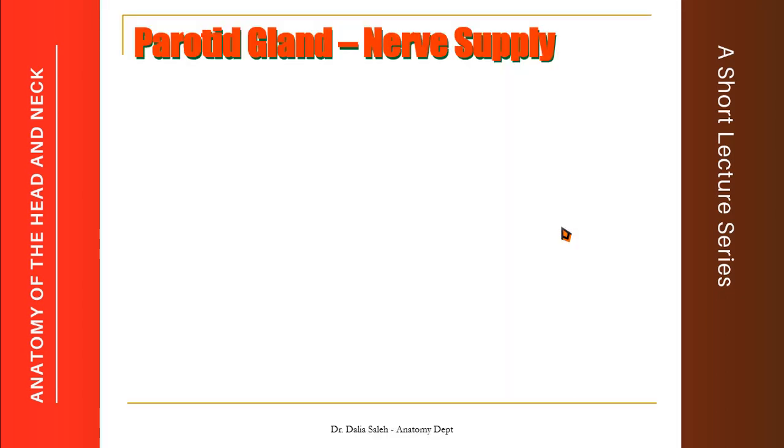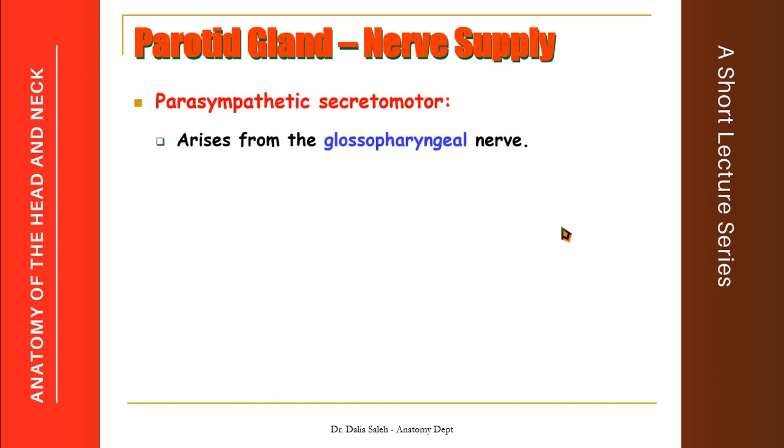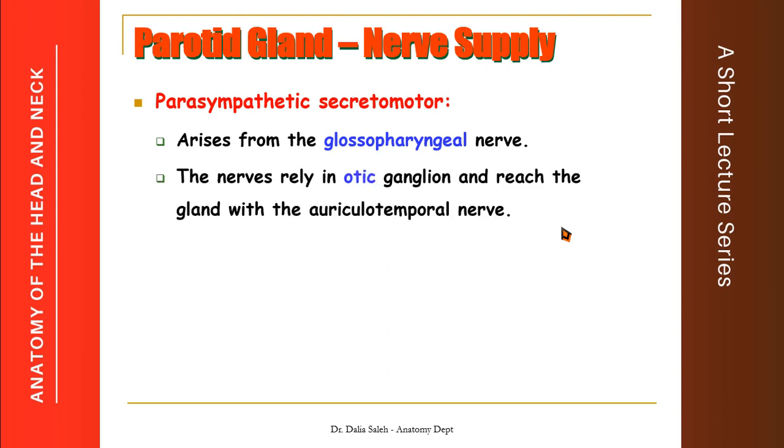The second type of innervation of the parotid gland, we have the parasympathetic secretomotor fibers, which is derived from the glossopharyngeal nerve or the ninth cranial nerve. This nerve gives many branches, and then give a branch called the lesser petrosal nerve, relay in the otic ganglion, which is a parasympathetic ganglion attached to the mandibular nerve, and then postganglionic fibers come out of the otic ganglion and reach the gland along with the auriculotemporal nerve.